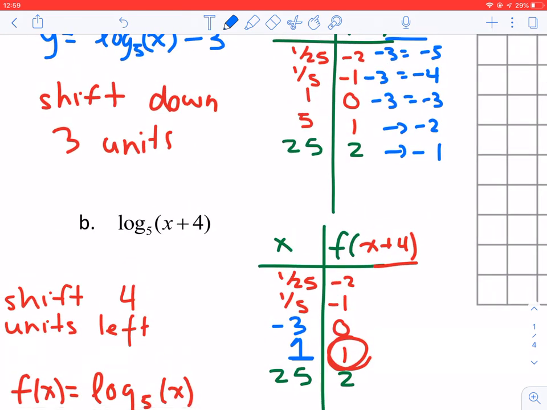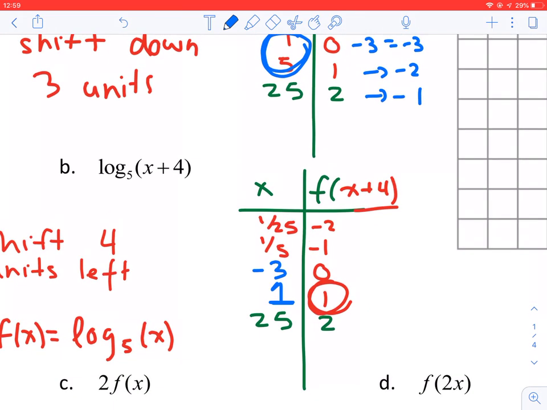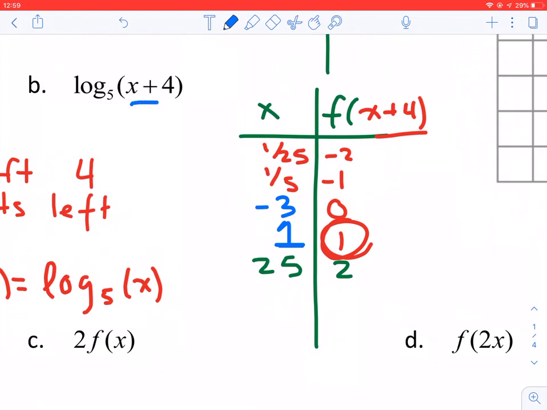If you notice, what I'm doing is I'm just subtracting 4 from all those values. Right? In order to make this 25, I need to plug in a 21 for x. Right, so 21 plus 4 is 25. Log base 5 of 21 plus 4 is 2.